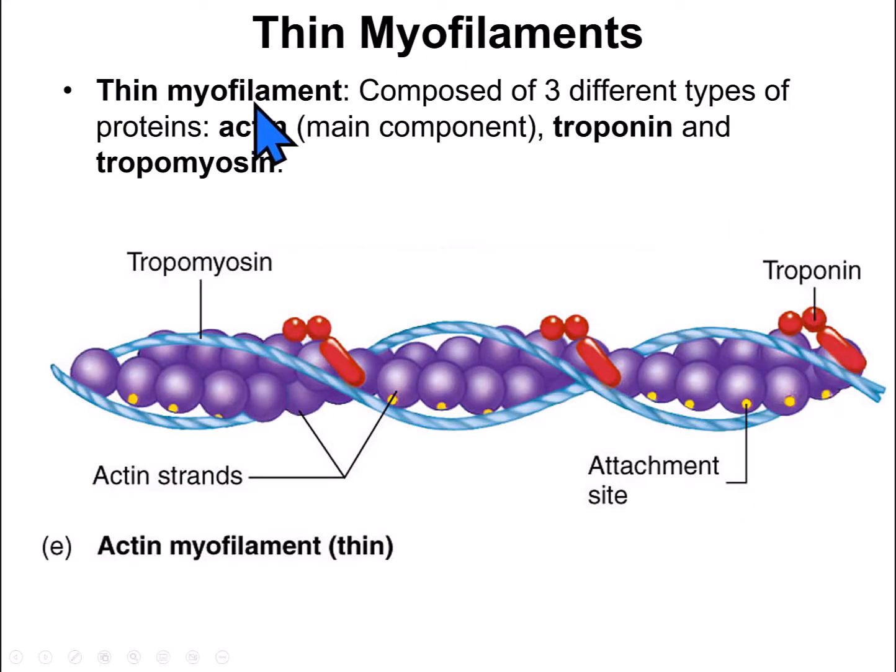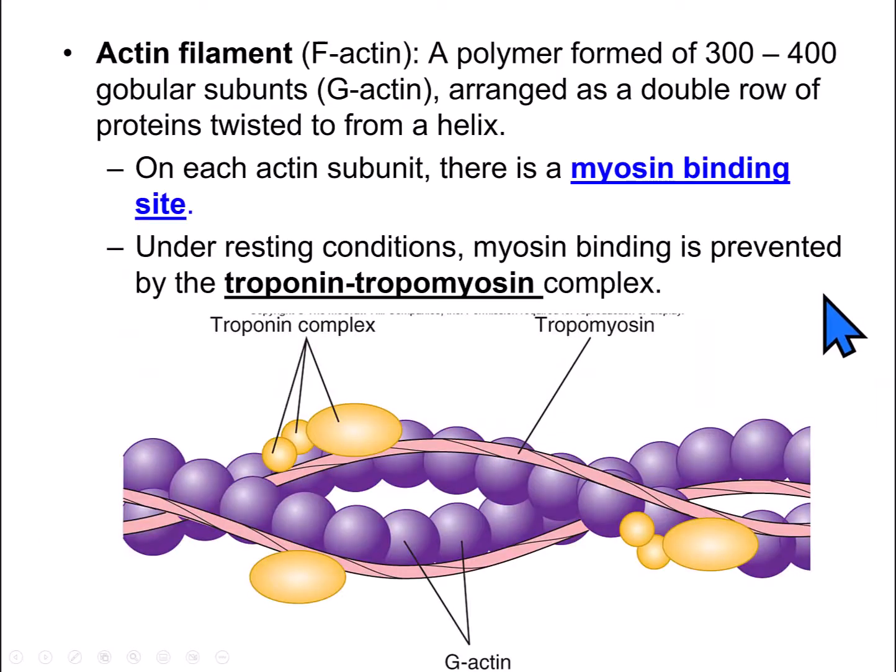We have actin, which is a main component, and that's what you see here in these purple grape-like structures. We have troponin, which are the red structures, and we have tropomyosin, which is this blue strand. Actin myofilaments we call F-actin, and it's a polymer formed of 300 to 400 globular subunits, which are called G-actin.